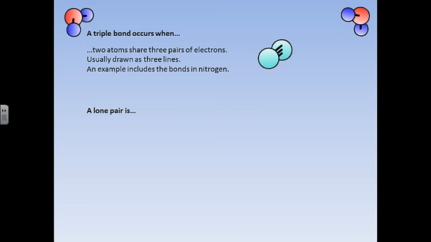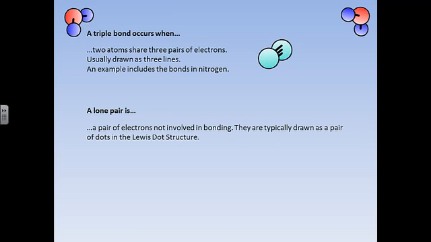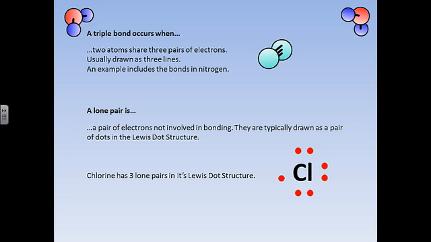A lone pair is a pair of electrons not involved in bonding. They are typically drawn as a pair of dots in the Lewis dot structure. If you look at the Lewis structure of chlorine, for example, you can see that there are three pairs of electrons and one single electron. The pairs of electrons are going to be the lone pairs. The single electron is the one that will be involved in bonding. There are exceptions to this general rule, but we will not learn about them in this class.